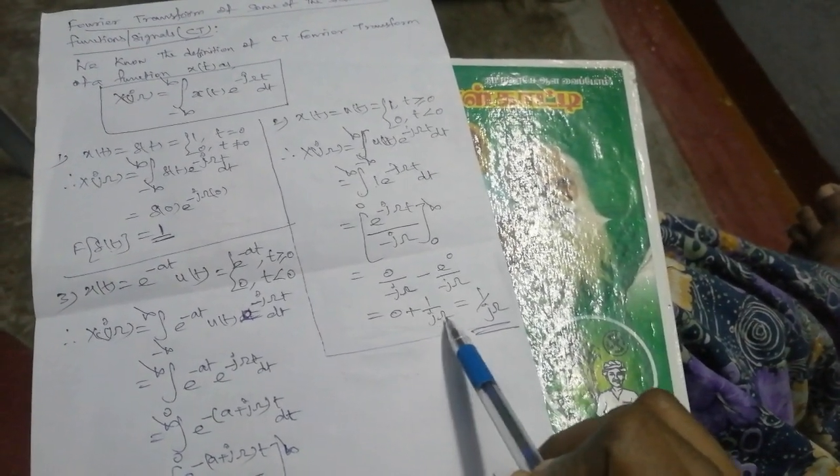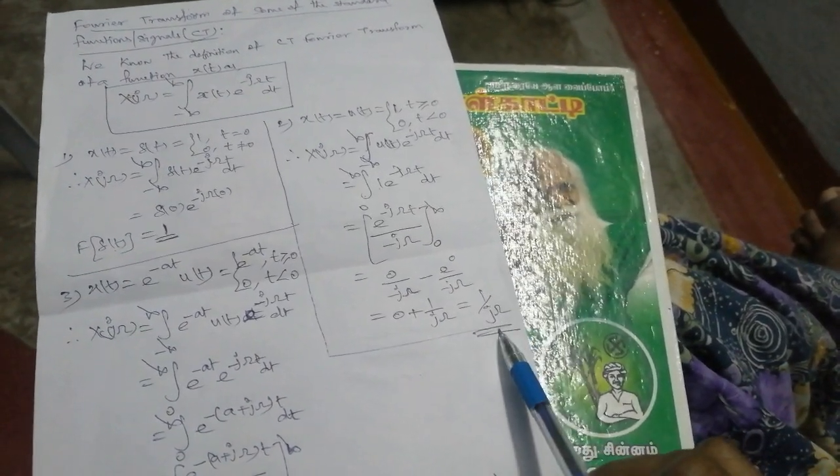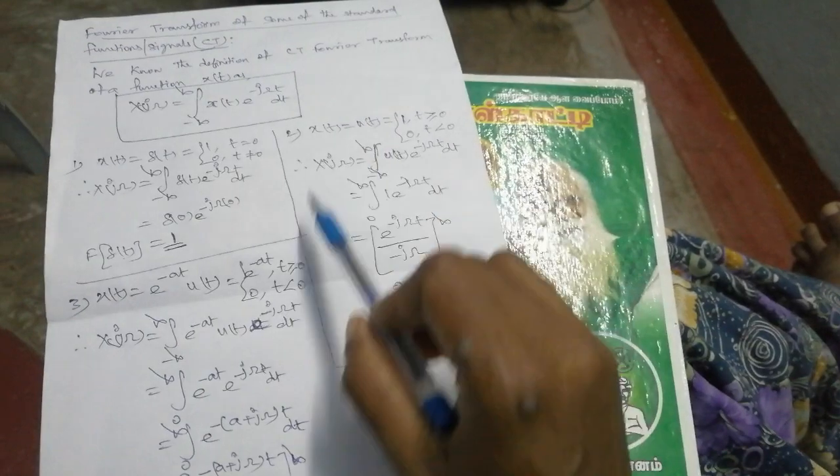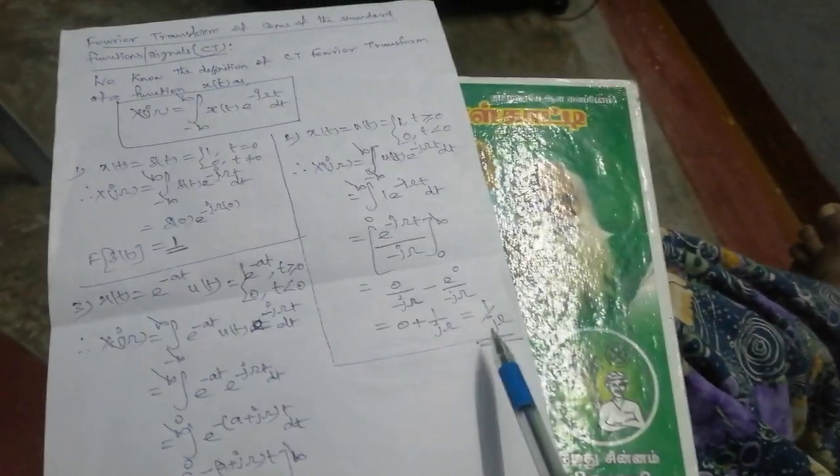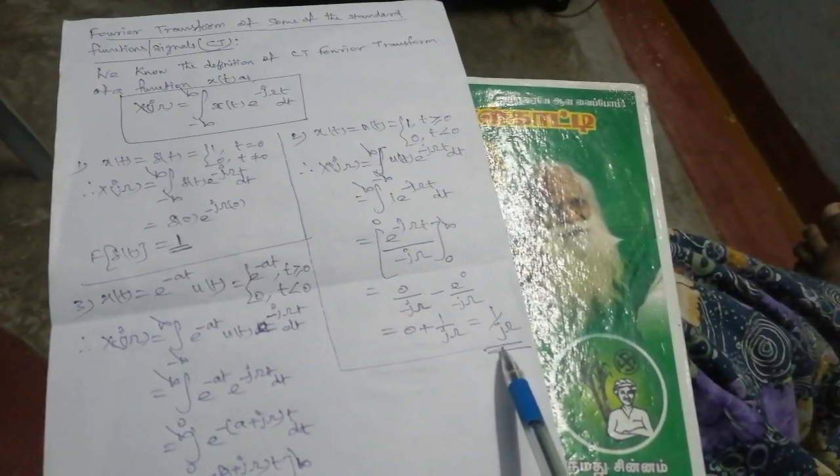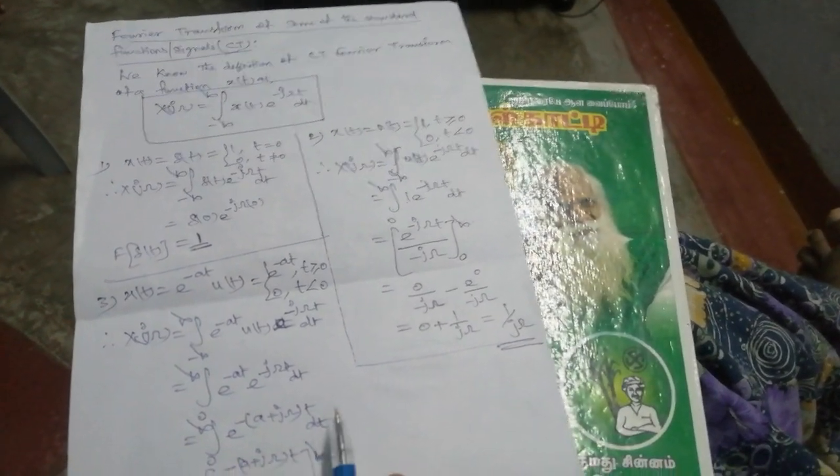Then 1 by j omega, because e power 0 is 1. Which is equal to 1 by j omega. So this is the answer for u of t. This is of course a standard answer. You have to keep remembering.